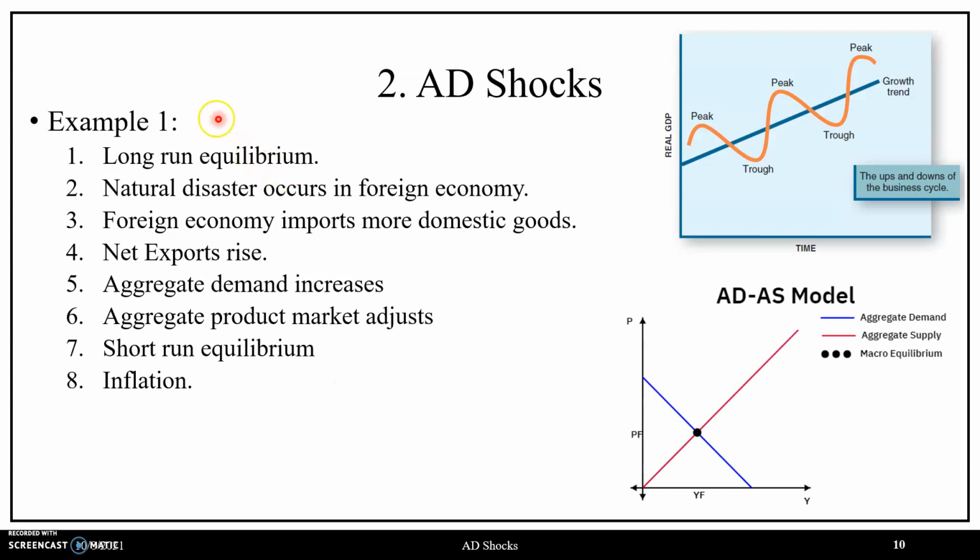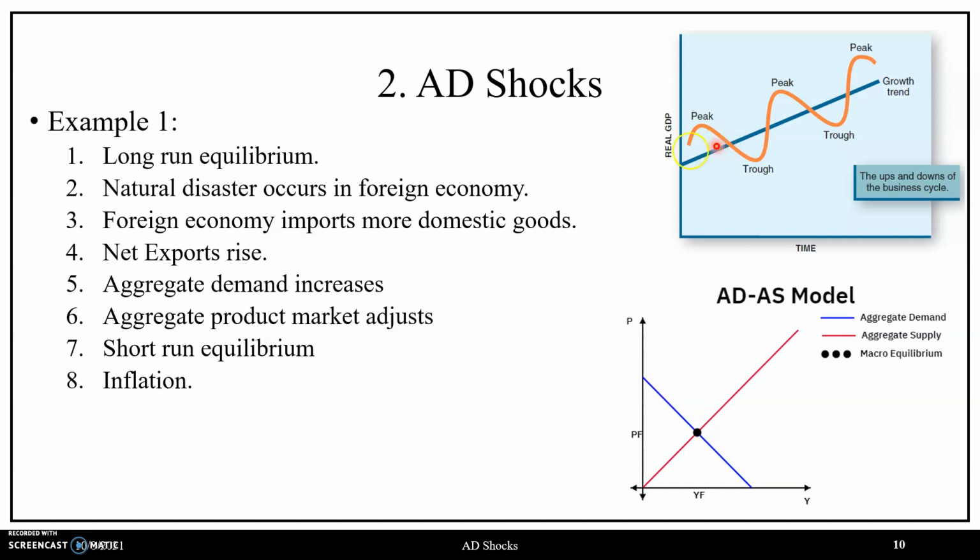Now, moving on to our second example, same thing, we have an aggregate product market that is in a long-run equilibrium state. Intersection of aggregate demand and aggregate supply, capital Y sub F is our real output level, capital P sub F is our average price level that we're targeting. We're at the intersection of the long-run growth trend as well as the cyclical component of real GDP.